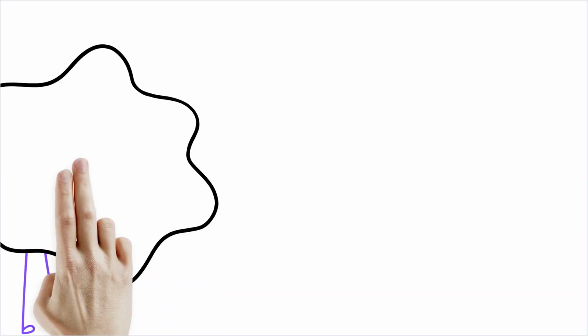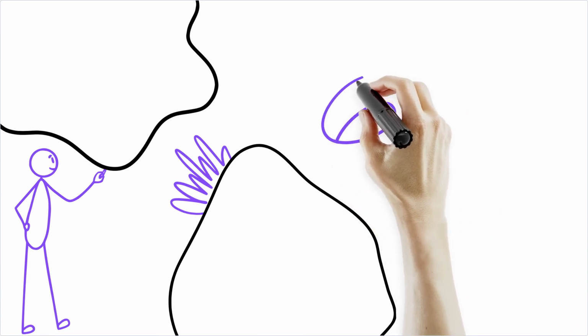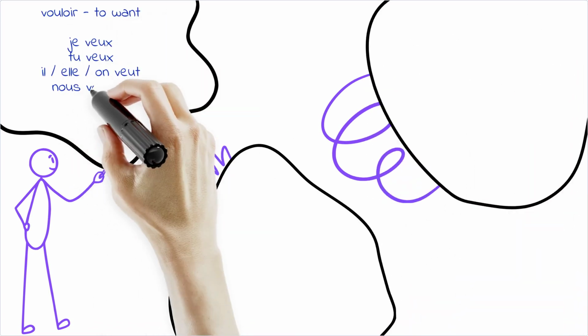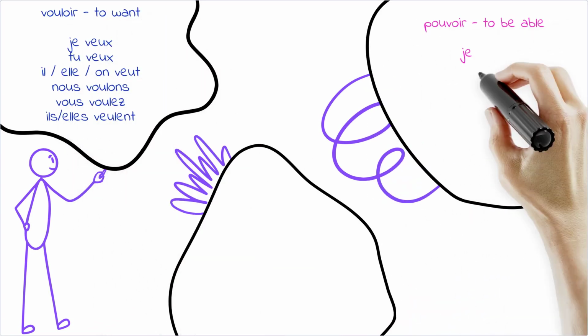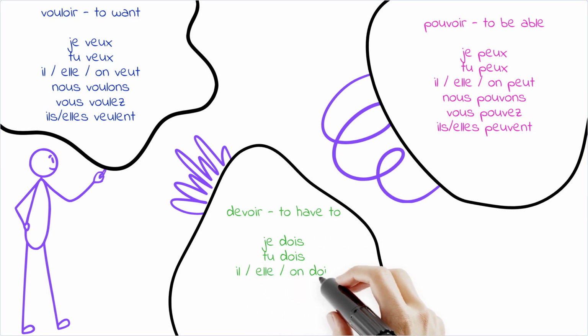So here is a final reminder of our three modal auxiliary verbs, vouloir, pouvoir and devoir. And remember that they always are followed by an infinitive. Why don't you go and have a practice?